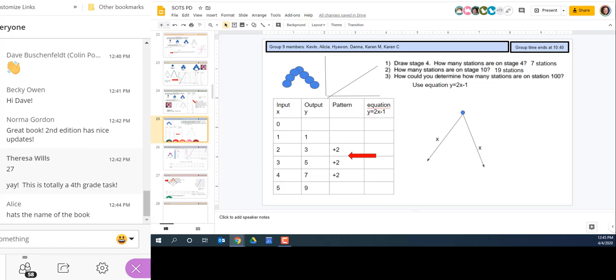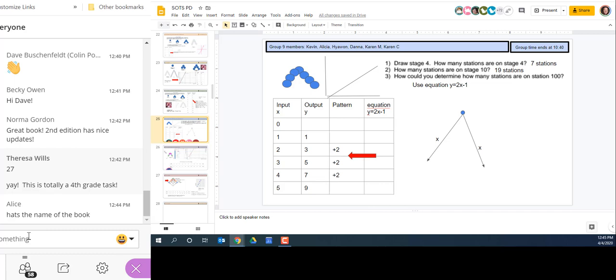Just what happens each time. And we definitely disagreed on what the word pattern meant. I was just thinking when you go from one output to the next, what happens? And then, what is the other woman's name? Alicia. Alicia was talking about a different interpretation of pattern. So Alicia, what was your interpretation of pattern?